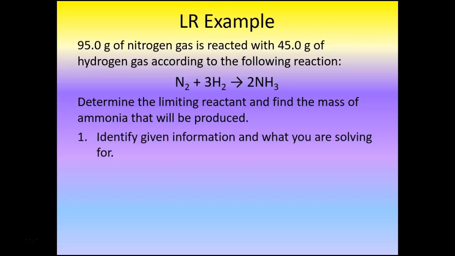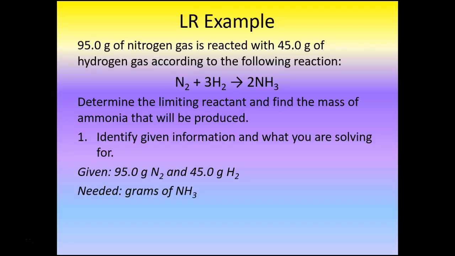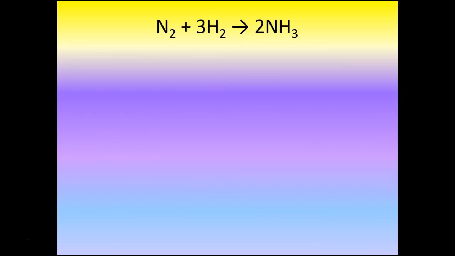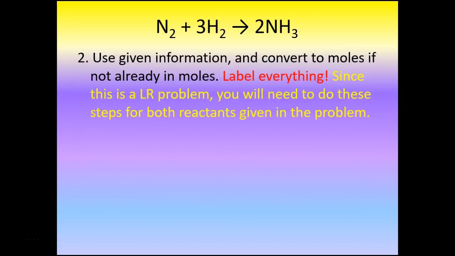So first thing, identify the given information and what you're solving for. So that's what I'm looking for. So I'm going from grams to grams. And notice, again, numbers for N2 and H2 and looking for NH3. So this is a limiting reactant problem. So we're using the given information to convert to moles since I don't already have moles.